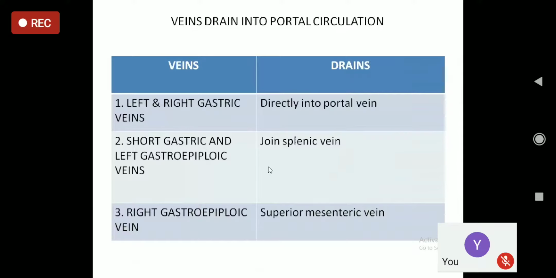This is for you to study. The left and right gastric veins drain directly into the portal vein. The short gastric vein and left gastroepiploic vein drain into the splenic vein. The right gastroepiploic vein drains into the superior mesenteric vein. This is about the venous drainage of the stomach.